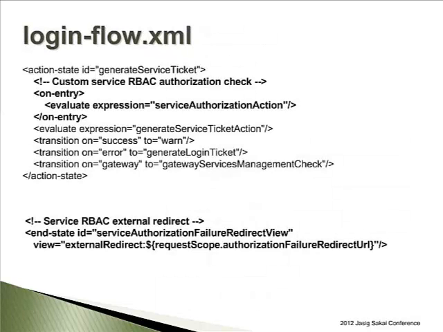So if you're familiar with the login flow, this is an XML-based file that defines the behavior of the CAS server, and this is really just showing how we were able to easily insert our authorization action in that login flow. So if you were maintaining a CAS overlay, you would basically maintain a login flow XML file and add these 2 bits in there, one for the service authorization check and one for the unauthorized redirect URL.